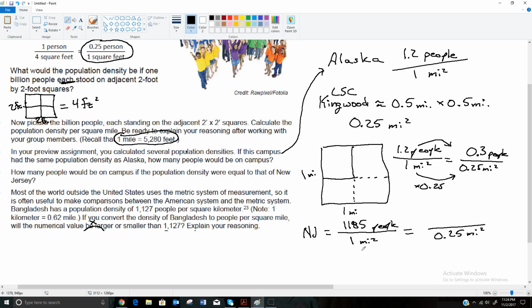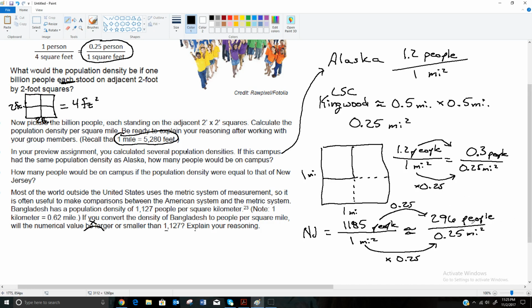Well, to get from here to here, you have to multiply by 0.25. So to get from here to here, we're going to multiply by that same number. So 1185 times 0.25 gives us 296.25. So I'm going to say roughly 296 people. Would you think, well, that's not that many?